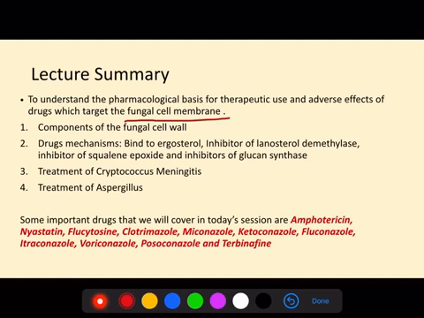Then, further in the lecture, we will be looking at the treatment of Cryptococcus meningitis, which is a fatal infection and especially common in immunocompromised individuals. In the fourth and final part of the lecture, we will be looking at the treatment of Aspergillus, which is also an important fungus. Some important drugs that we will cover today in the session are as follows. You can have a read.